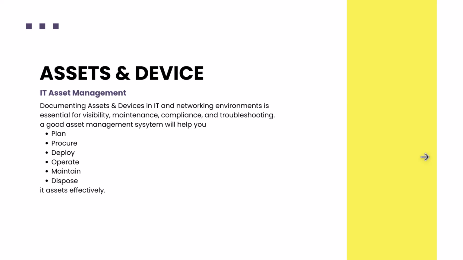Assets and devices, documenting them in our networking environment is very essential for visibility, maintenance, compliance, and troubleshooting. A good asset management system will help us plan, procure, deploy, operate, maintain, and dispose of IT assets effectively. So we would be able to plan how many assets we need to procure, how frequently we need to get these assets, right? Both computing devices, networking devices, end user devices, and things like that. So those are included in what we're talking about.